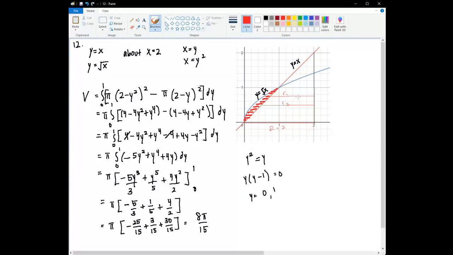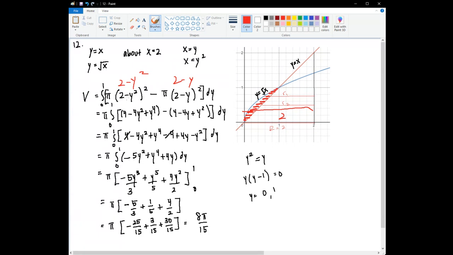So for this problem, we have to find the radius, and since we know the radius from the outer radius to x equals 2 is 2, we set 2 subtracted by the inner radius, r1 and r2. So r1 is y squared, and r2 is y. And then we get this integral.